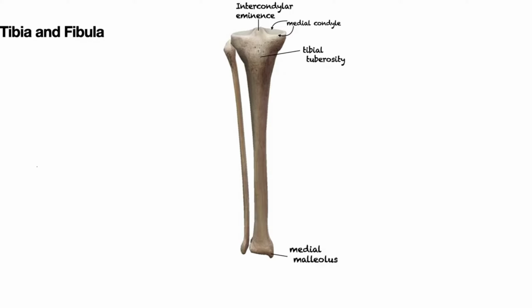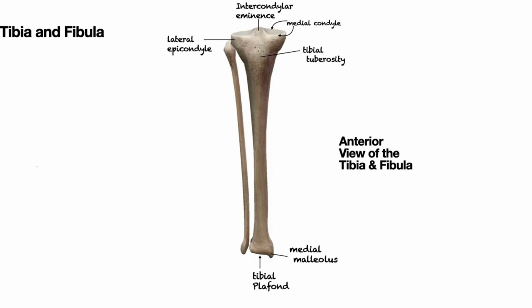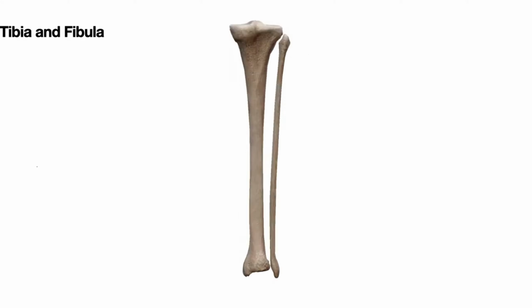How about here? Yes, medial malleolus. Medial malleolus. Don't forget that. And here, yeah, tibial plafond, right? Tibial plafond. How about here? That's right, lateral epicondyle. Okay. Posterior view of the tibia and fibula.